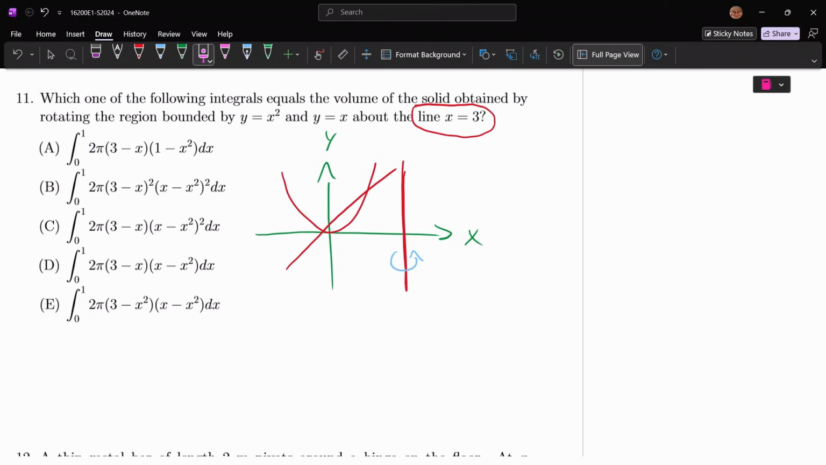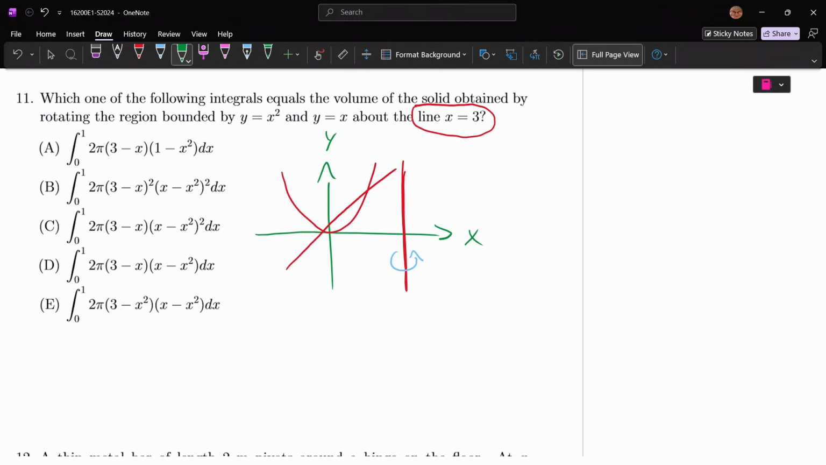I'd say the easiest way to solve this problem is by using the shell method, not to mention that each of the answer choices resembles an integral found by using the shell method. I know this because there's a 2 pi in each of these answers, whereas the formula for the disk and washer method only has a pi in it. So we're going to have to use the shell method.